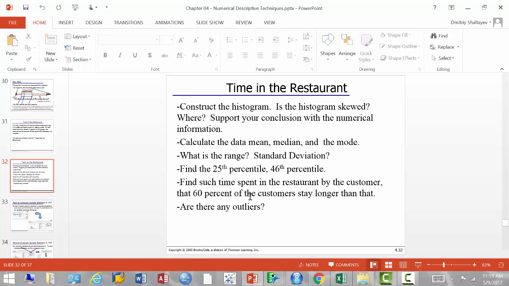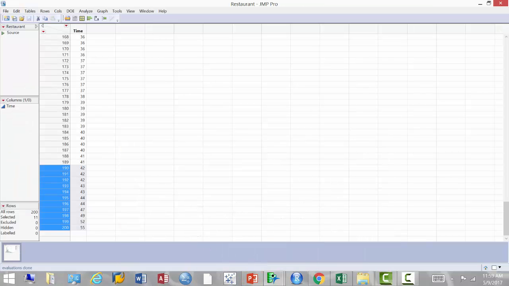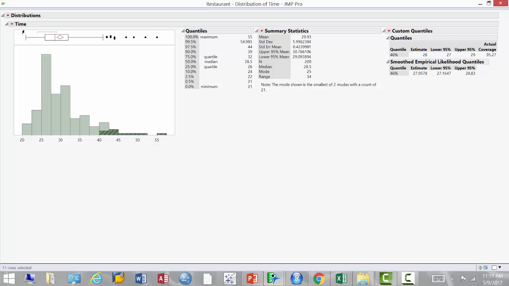So this question was formulated in a little bit of a tricky fashion. I don't tell you to find the 40th percentile, but rather I formulated it differently. I said, longer than that time, we have 60% of customers. That translates into the 40th percentile. So all I have to do really is go back to the analysis, to JMP, and again do the custom percentile.